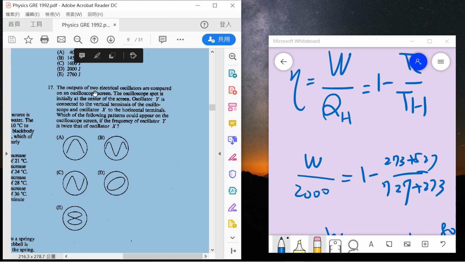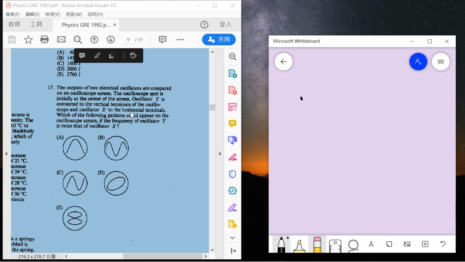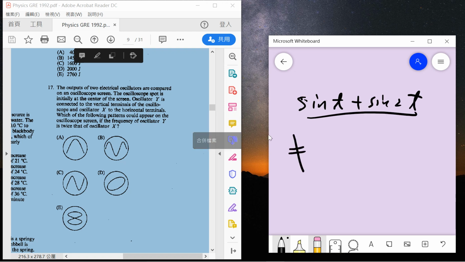And 17 says the output of 2 electron oscillators is compared on the screen. The oscillator started initially at the center of the screen. Oscillator Y is connected to vertical. He said that if the frequency of oscillation Y is twice that of X, what it means is that the total wave should look like sine t plus sine 2t. Which one is this plot?